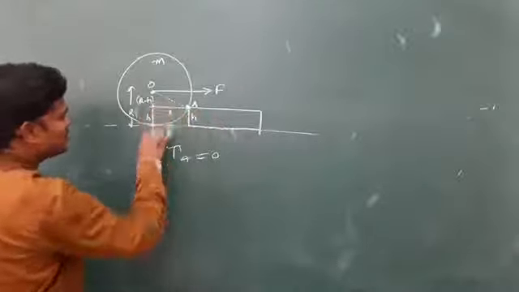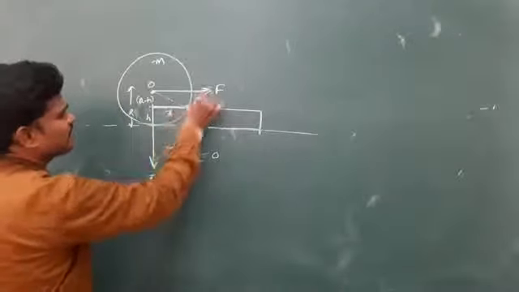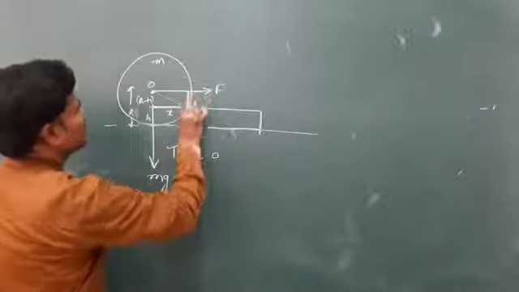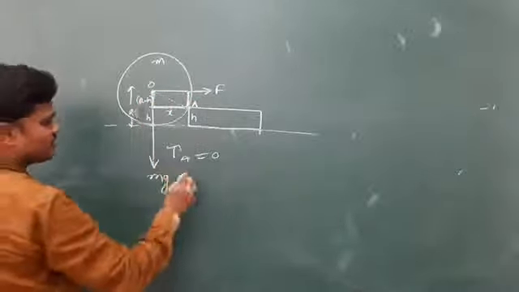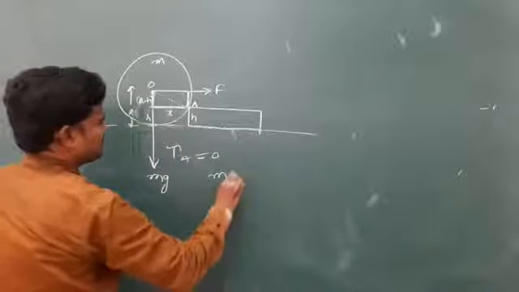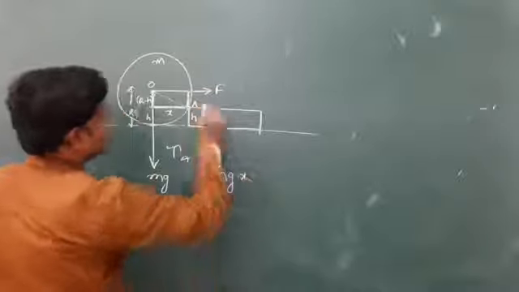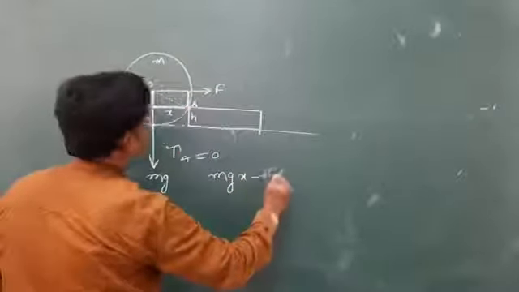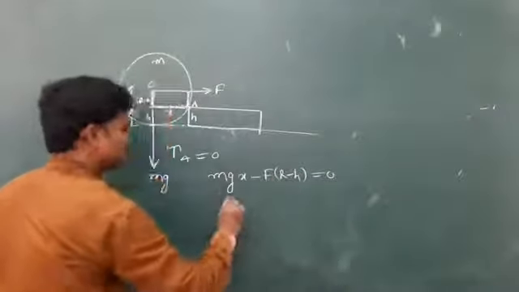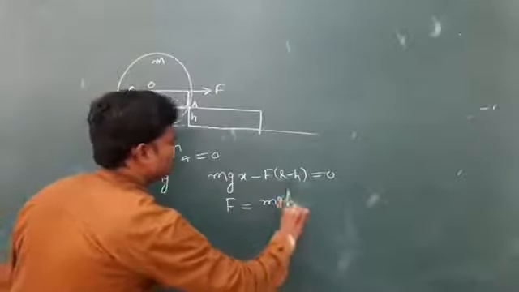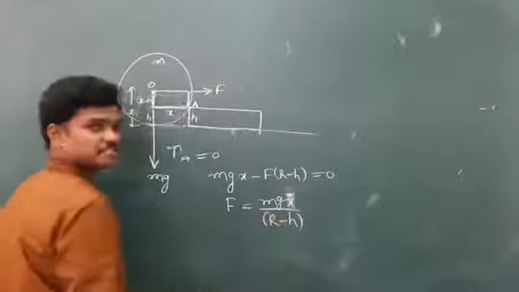So here the weight of the roller is mg. Mg is at a distance of x, and this force is at a distance of r minus h. So torque about A equal to 0 means mg into x on the left side, and on the right side minus f into r minus h, which is equal to 0. So f is equal to mg x by r minus h.